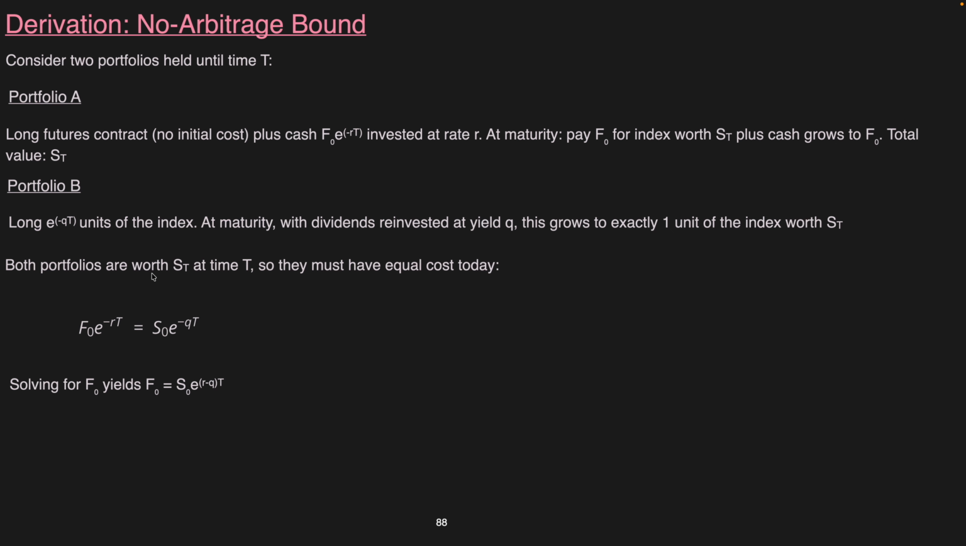So both portfolios, as per the no arbitrage condition, should be equal. So F0 into e to the power of minus rT should be equal to S0 into e to the power of minus qT. So solving for F0, what do we get? F0 is equal to S0 into e to the power of (r minus q) into T, capital T. This is exactly what we derived in our previous slide.